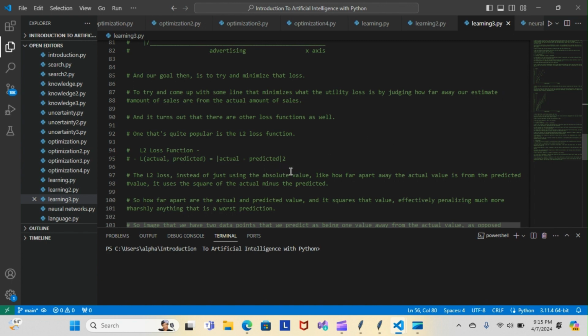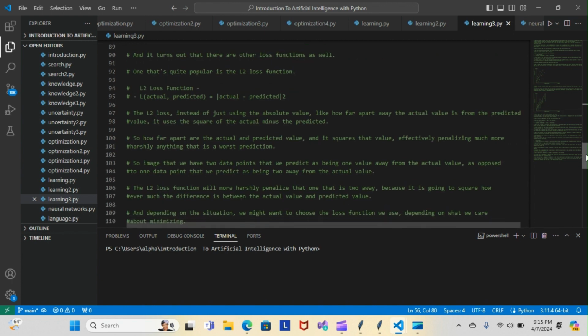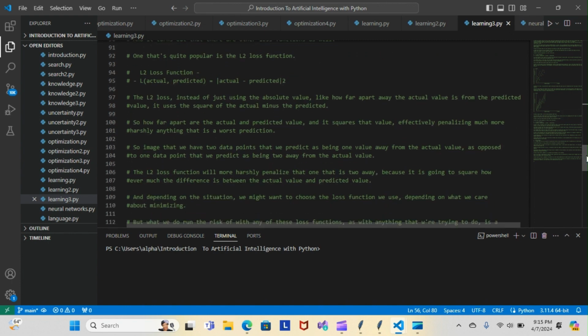So the L2 loss, instead of just using the absolute value, like how far apart away the actual value is from the predicted value, uses the square of the actual minus the predicted. So like I said, that's this here. Instead of just using the actual minus the predicted, we're going to actually use the square of the actual minus predicted. So how far apart are the actual and predicted value, and it squares that value, effectively penalizing much more harshly anything that is a worse prediction. Because it's getting squared, the penalization is going to be a lot higher than just the actual minus predicted, so it's going to come back with a greater number.